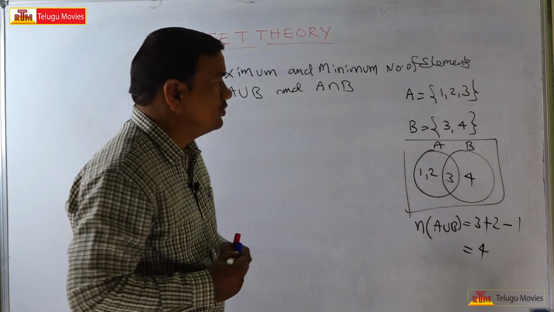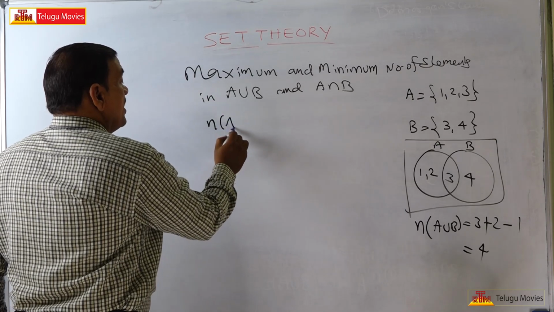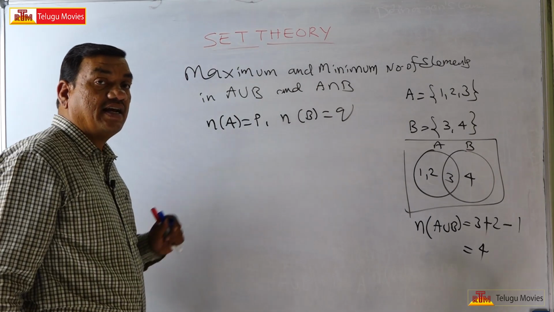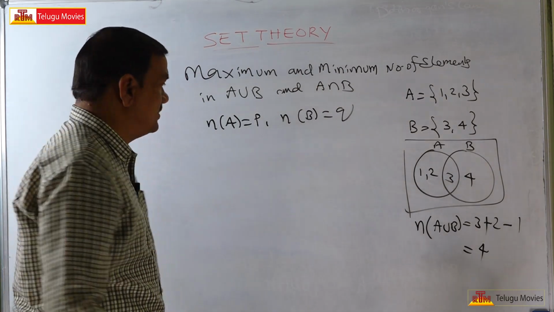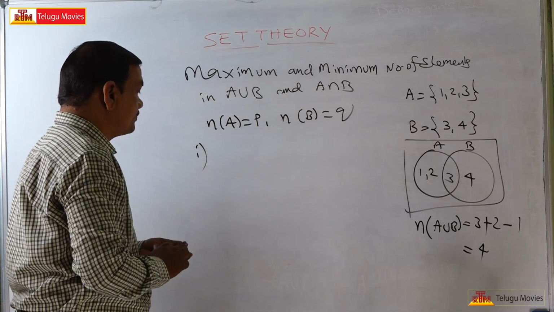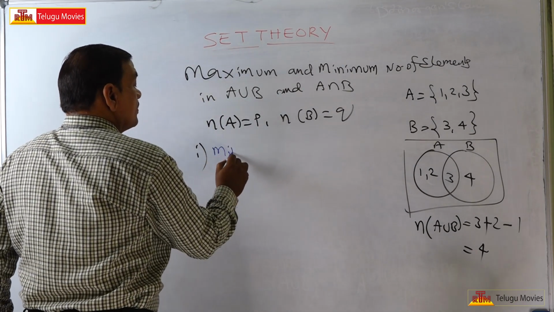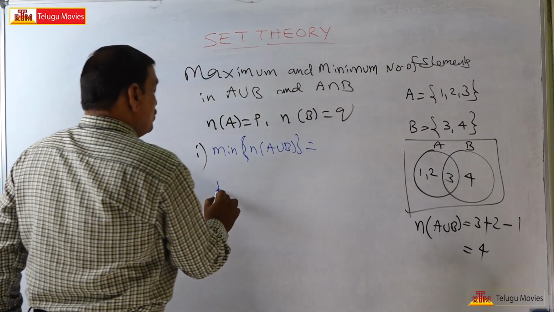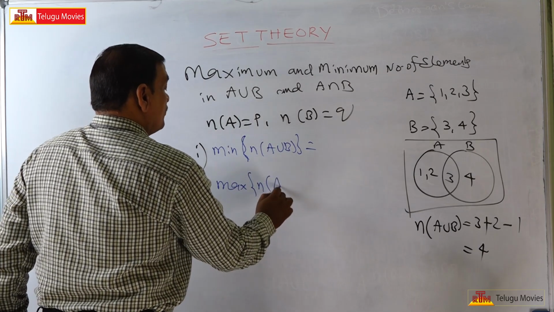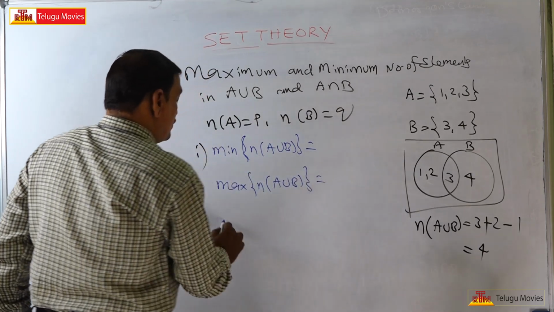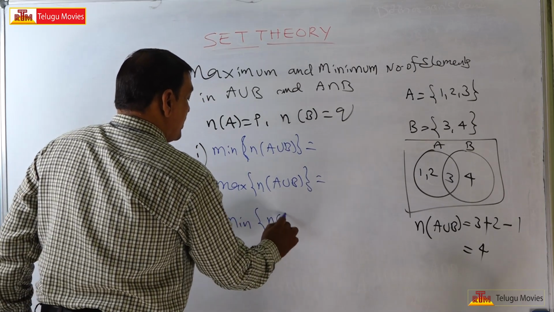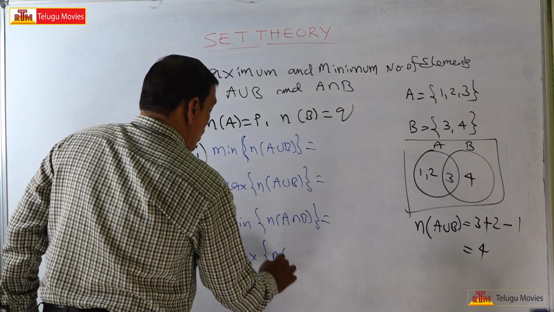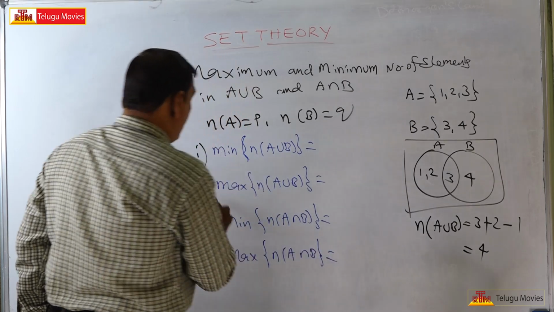This concept explains that. What is that? So let us say that N of A is equal to P, N of B is equal to Q. Let us say that A contains P elements and B contains Q elements. The first concept is minimum of N of A union B. Next one, maximum of N of A union B. Next one, minimum of N of A intersection B. Next one, maximum of N of A intersection B. Let us see that one by one.